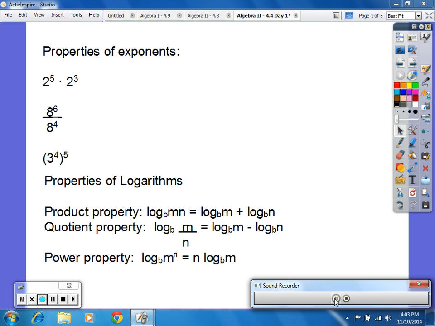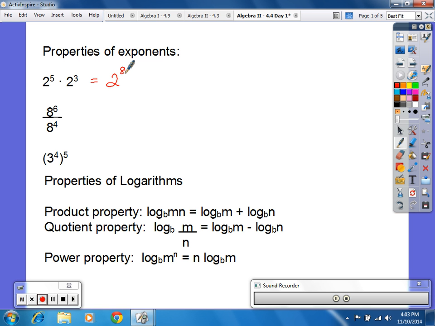So let's start with properties of exponents. This is a review from Algebra 1. For example, when I take 2 to the 5th times 2 to the 3rd, what do I get? Well, when we multiply, we add exponents. So 2 to the 5th times 2 to the 3rd is 2 to the power of 8.